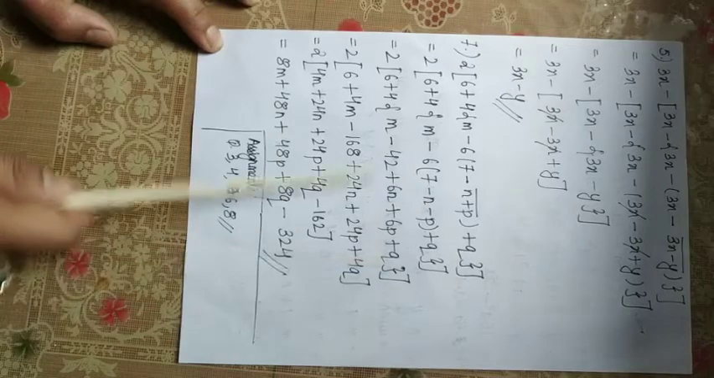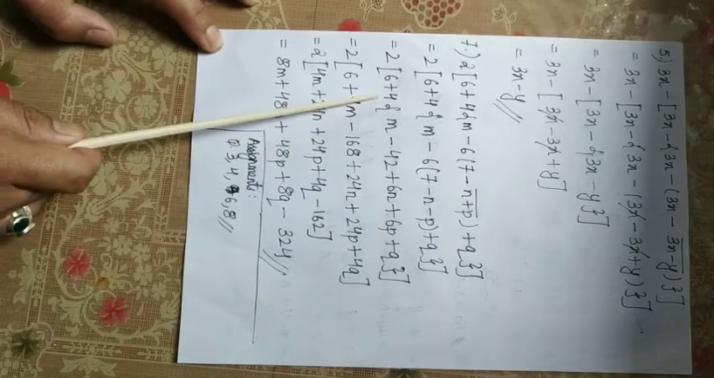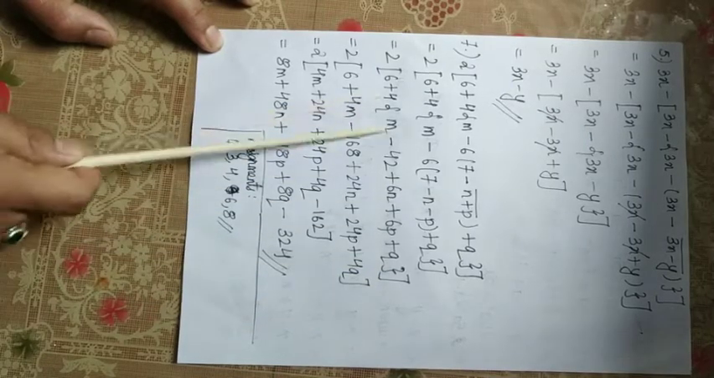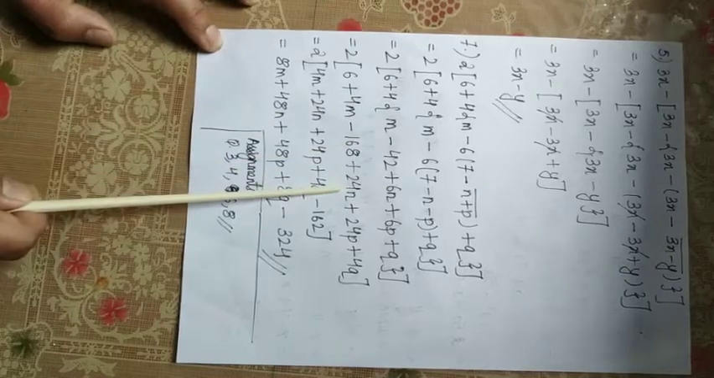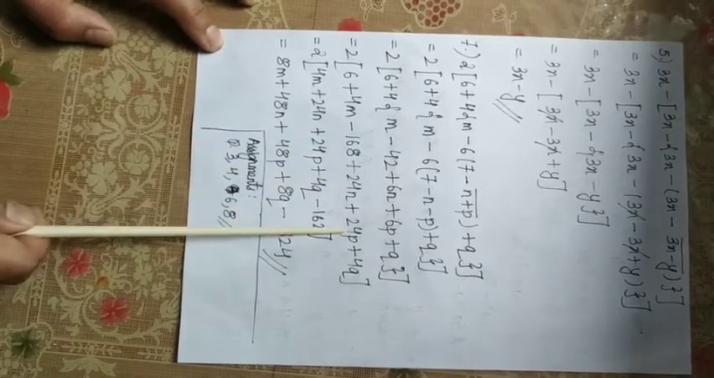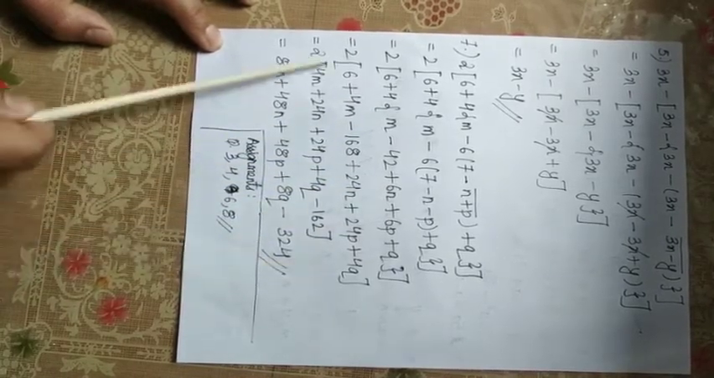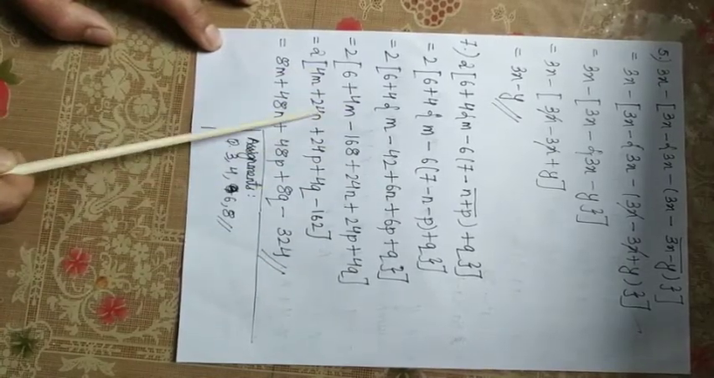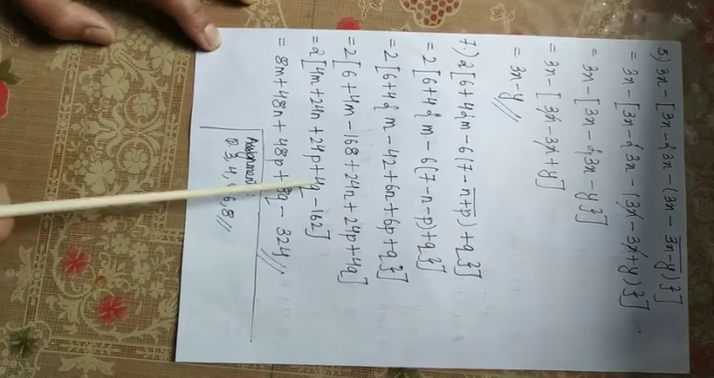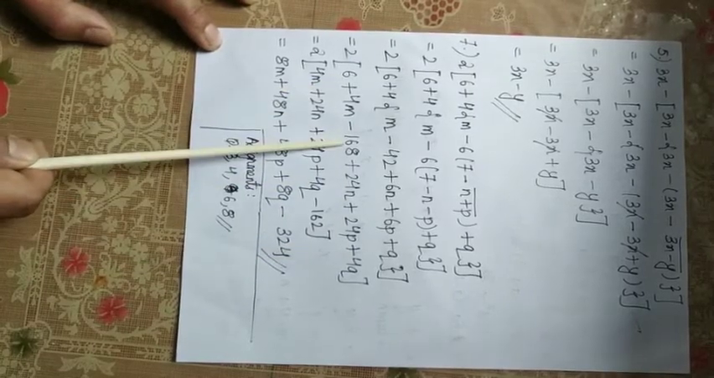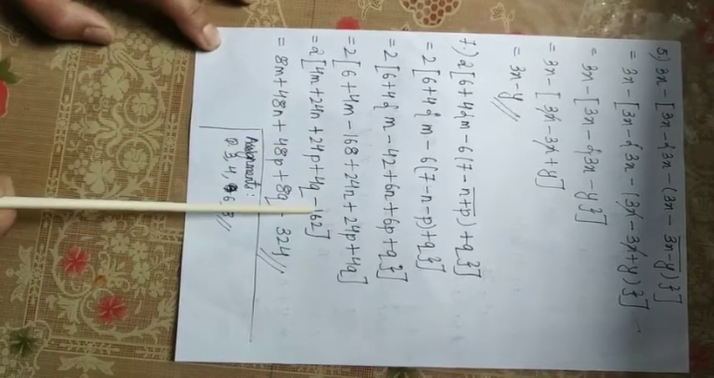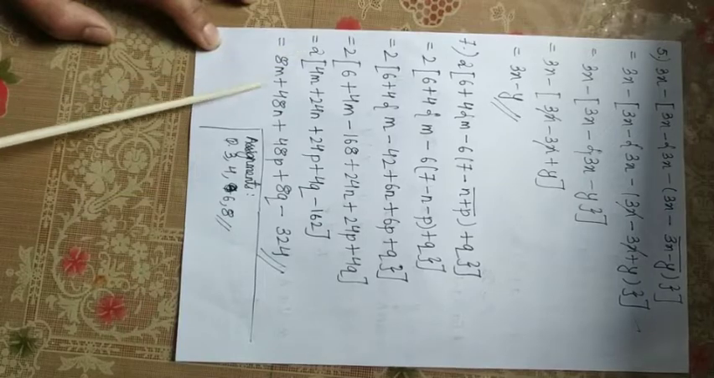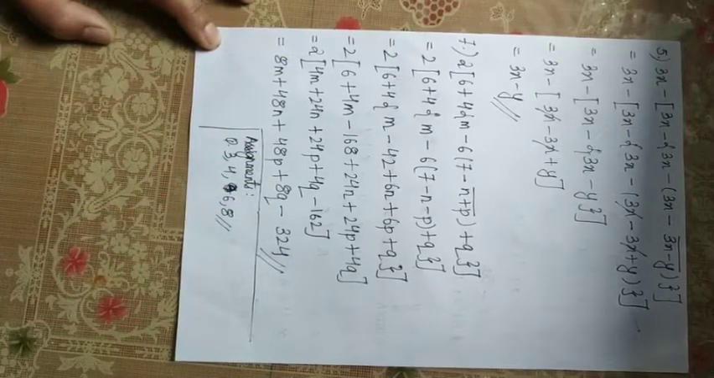Here, again now multiply with plus 4M. We get this line. 4M minus 168. 6 4s are 24, 6 4s are 24, and 4Q. And then finally this is 4M plus 24N plus 24P plus 4Q, and 6 minus 168 is minus 162. And then finally multiply with 2. We get this, which is your final answer.